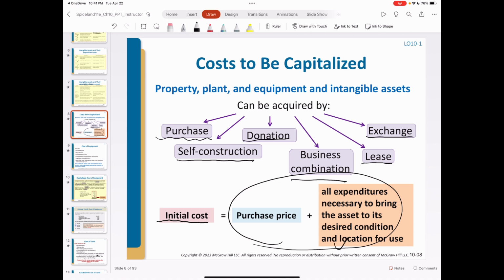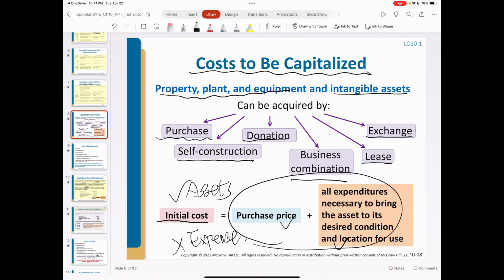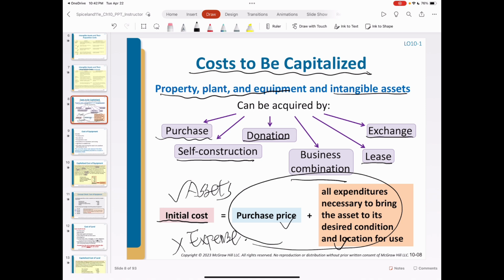These are expenditures, but they are not reported in the income statement as expense. Instead, they are recorded as assets. This procedure is called capitalization. We basically capitalize this cost to assets, or we defer the expense recognition. So these long-term assets, property, plant, equipment, and intangible assets, will be depreciated or amortized in the future during the useful life of these assets. So that's the cost allocation.